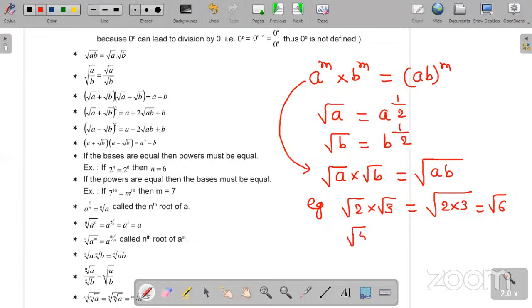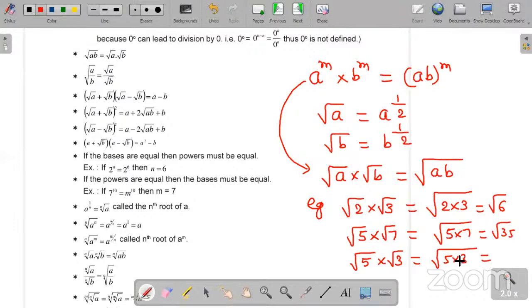So root 5 into root 7. Can you write this value? Next, root 5 into root 3. Try to write these values. This will be root of 5 into 7, that is equal to root 35. This will be root of 5 into 3, that will be root 15. Wonderful job. Okay, you got an idea.